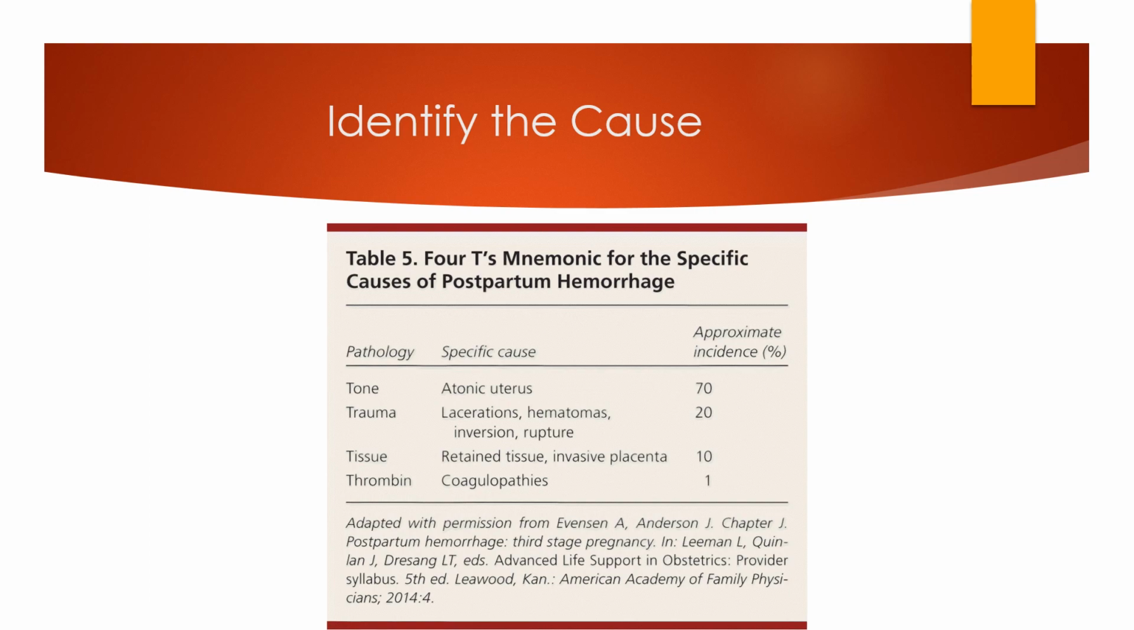So you want to identify the cause. Again, this is a little table just showing you tone, trauma, tissue, thrombin. Again, 70% of these cases are atonic uterus.